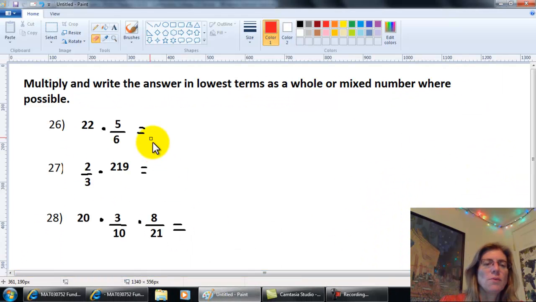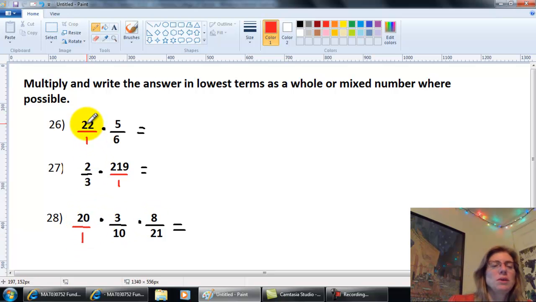Alright, so the first thing we do with all these problems is they each have a whole number in them, and we put each of those whole numbers over 1 to make a fraction. This way that just helps to keep track of your numerators and denominators, because the whole number has to be a numerator. And then from there you multiply as normal. 22 times 5, 1 times 6 to make a new fraction.